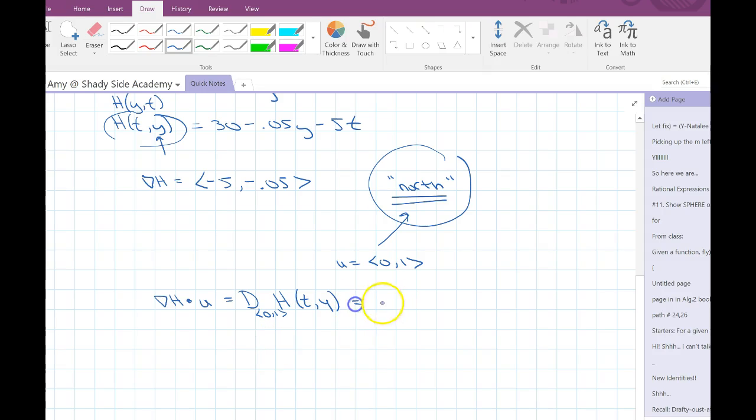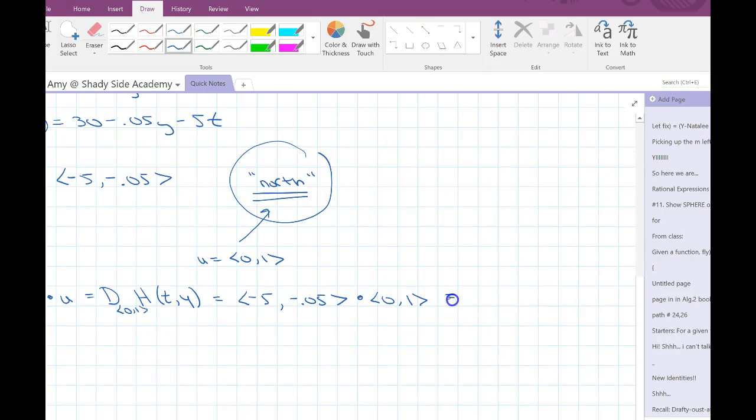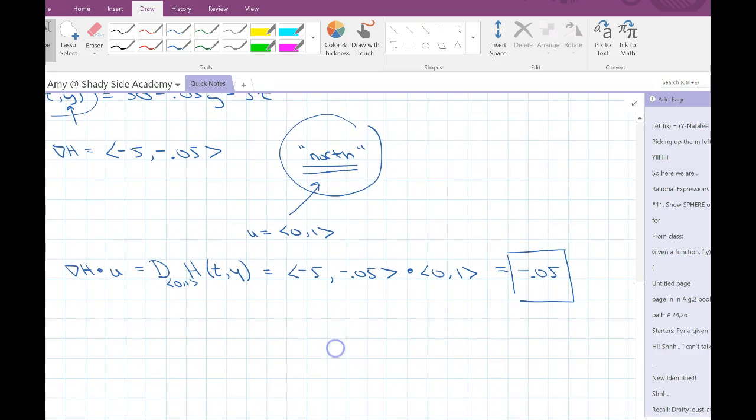Well, let's see. When I dot del H with u, I get -0.05. This here tells me the instantaneous rate of change of temperature as a function of the distance I travel in the direction of vector u, right? That's the whole point of directional derivatives, is to find, come on, you can come on in, Ms. Cooper.